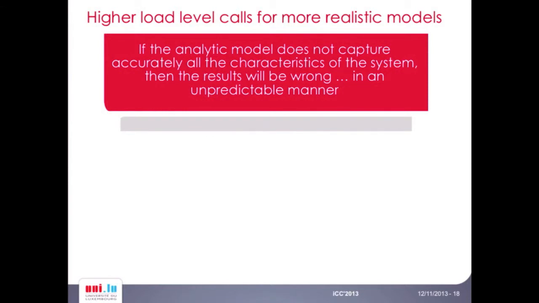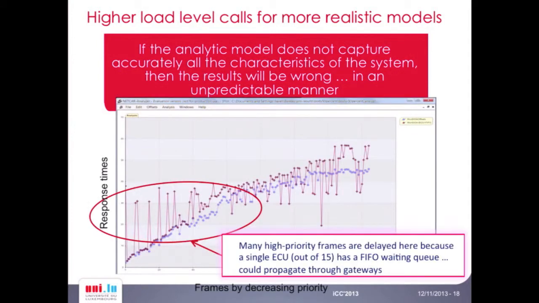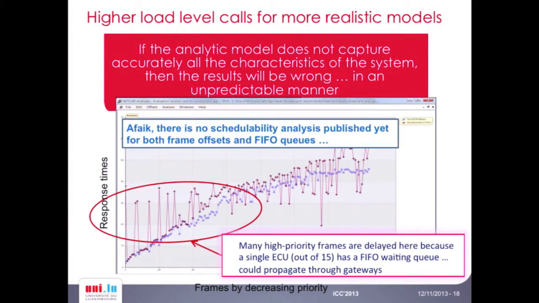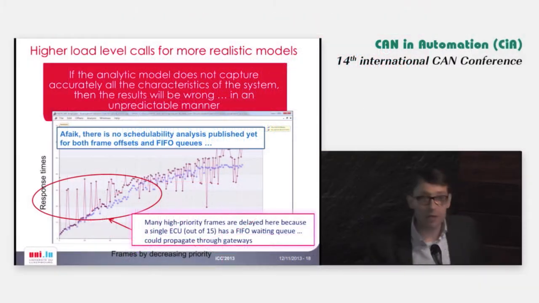Which means in some cases unsafe. But what's difficult is that they are wrong in an unpredictable manner. So for instance, that's two curves. Out of 15 ECUs, there is one ECU with a FIFO-Q. And the results in red with the FIFO-Q out of 15 ECUs, well, are very unpredictable. And in that case, to the best of our knowledge, there's no schedulability analysis published yet for both frame offsets and FIFO-Qs. So how to do that?